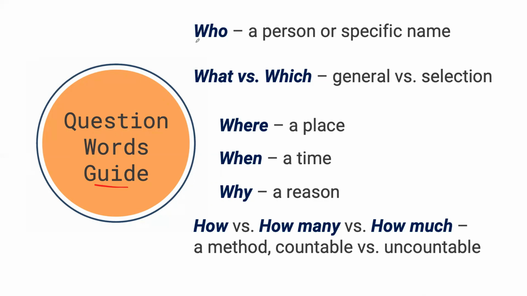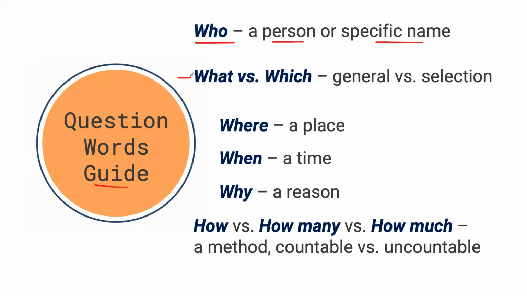So first we have the question word who. Obviously, this is going to be a person or maybe a specific name. A question could be, who developed the equation used in the project, for example. So when you see who, you're looking for a person.